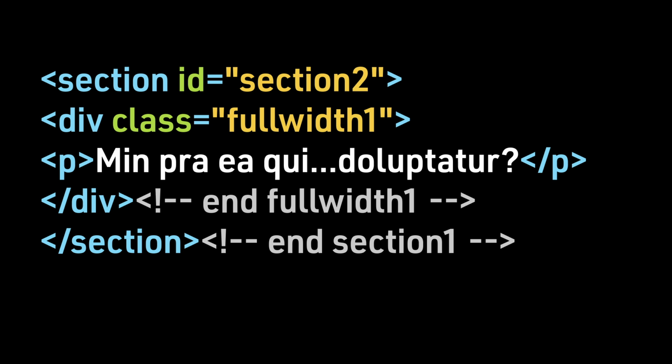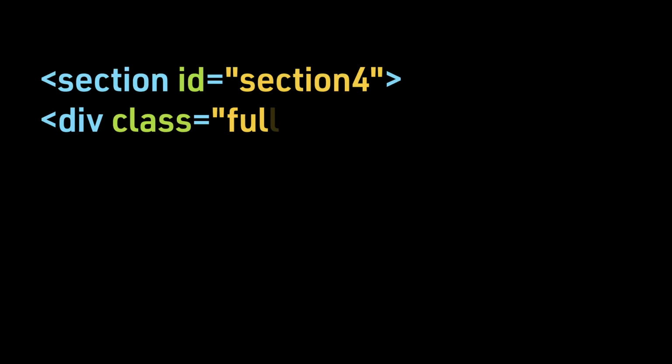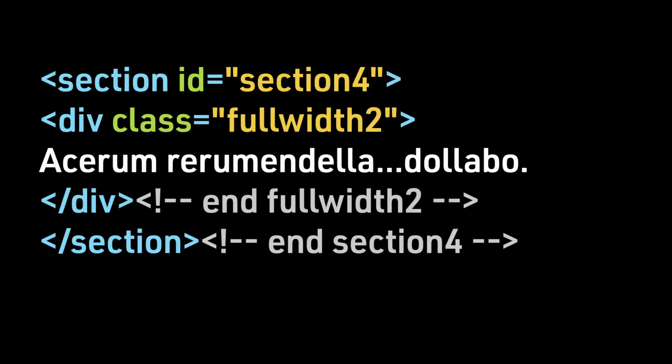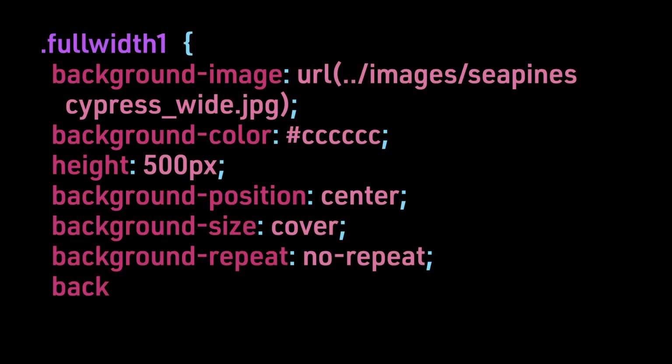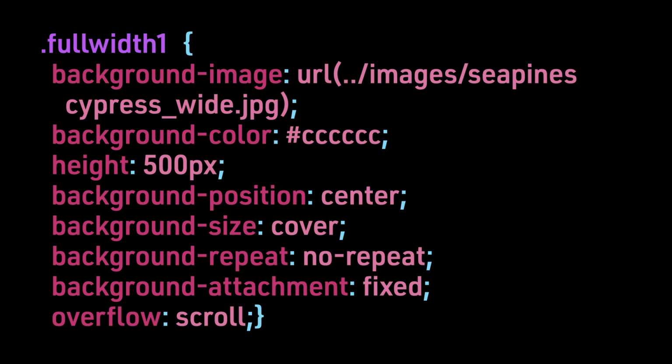For section 2, we will demo fixed. For section 4, we will demo scroll. And finally, for section 6, we will demo local. The placeholder text has been truncated for sections 2 and 6. In these sections, to demonstrate the difference between fixed and local, we add a paragraph text element that overflows the element dimensions. Here is the CSS when using a fixed background attachment.